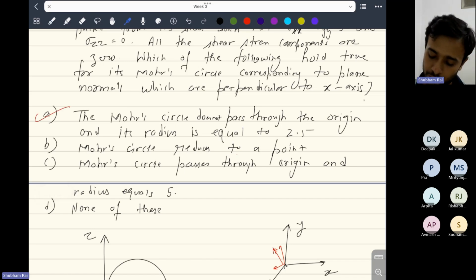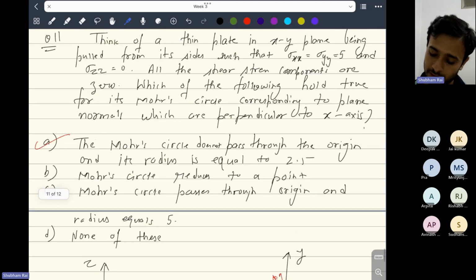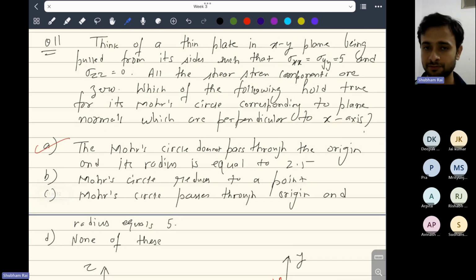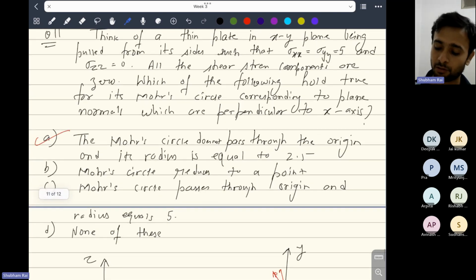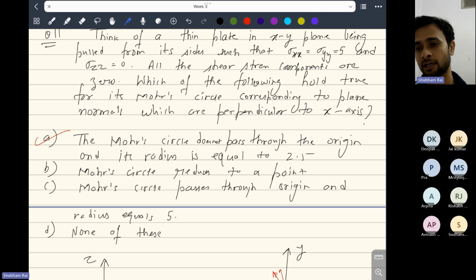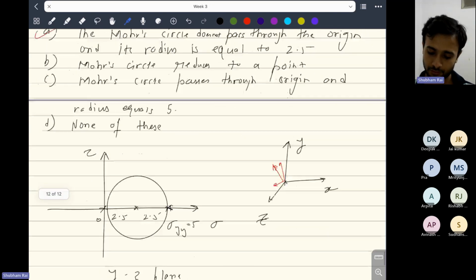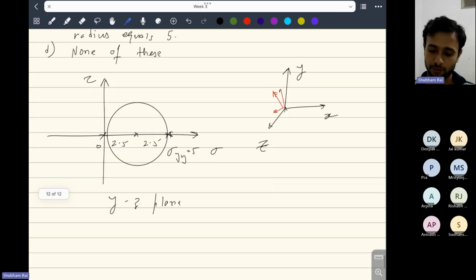Second option is Mohr circle reduces to a point. It will only happen when you would have taken normals perpendicular to z-axis. All the normals will be in xy plane, so now you will have both the principal stresses the same, so that will reduce to a point. Mohr circle passes through origin and radius is equal to 5. Radius cannot be equal to 5 because you can have a combination of 5,5 or 5,0. Diameter can be equal to 5. Okay, so option A is correct. So we'll stop here for today and we'll meet in the next week. Thank you for your attention.